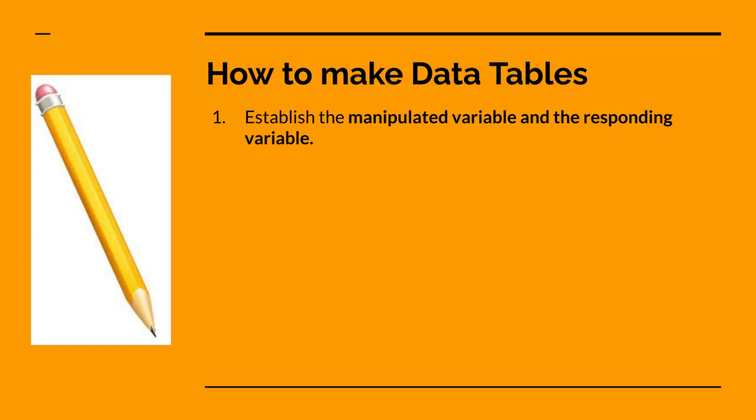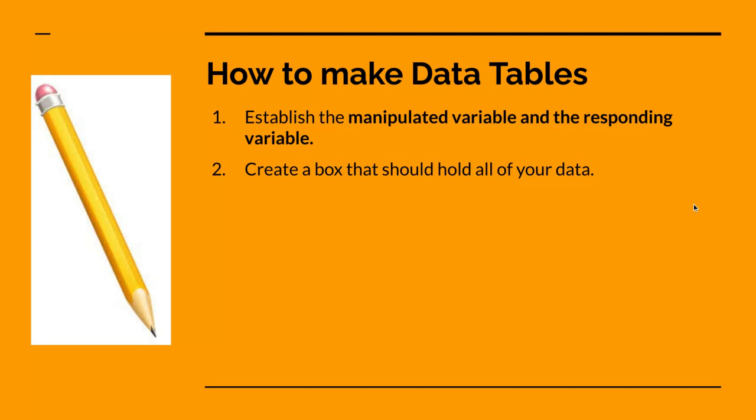Okay, so for the first step, you need to establish what your manipulated variable and your responding variable is. You need to know what these are because they are going to be placed in very specific places in your data table. So you have to identify those first.